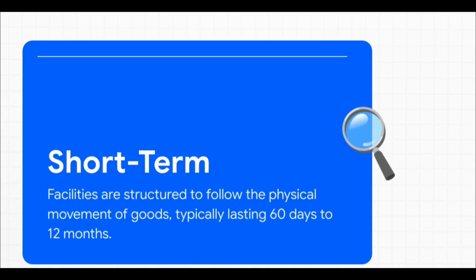Trade finance is designed to follow the physical journey of the goods. We're talking a timeline that typically lasts anywhere from 60 days to maybe a year. It's tied directly to the trade cycle, the time it takes for goods to get from point A to point B and then get sold.